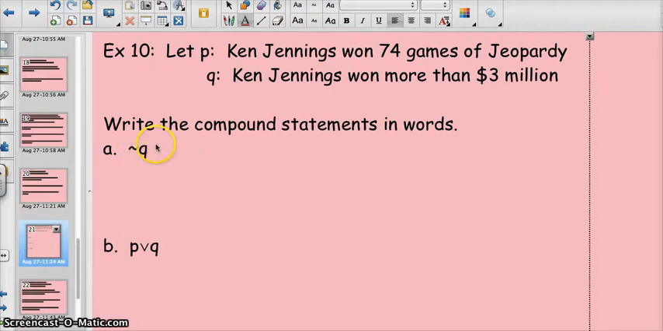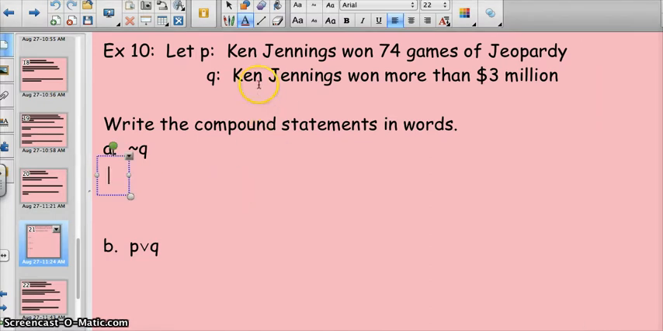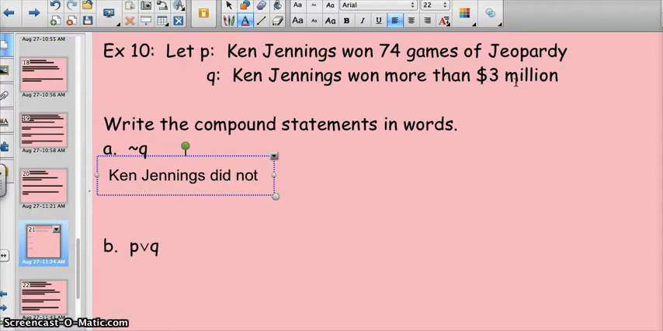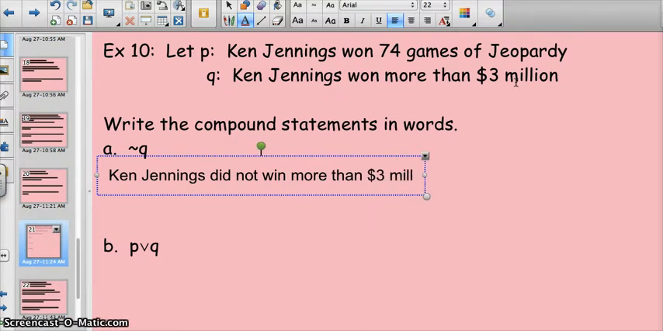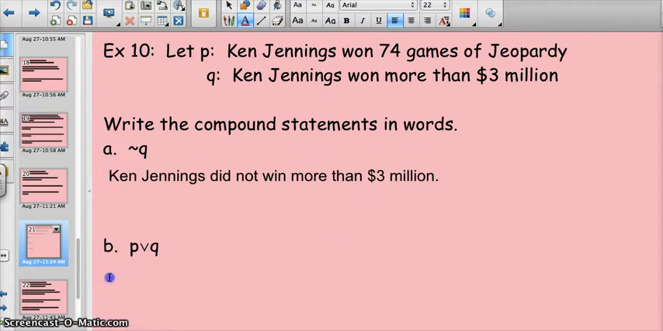We're going to take the symbols and write them out in words. So it says negation of Q. Now, that is the opposite of Q. Ken Jennings won more than $3 million. The opposite of which would be, Ken Jennings did not win more than $3 million. Pretty easy stuff, not hard. Kind of the reverse of what we've been doing. Let's keep going, though, okay? Just make sure we understand this.